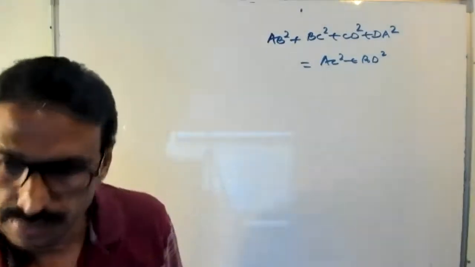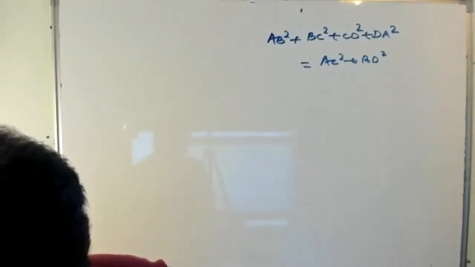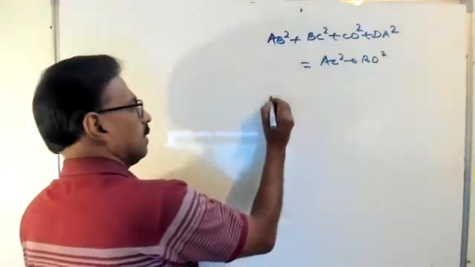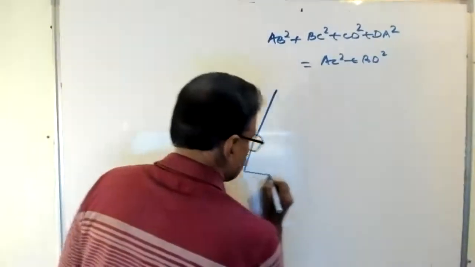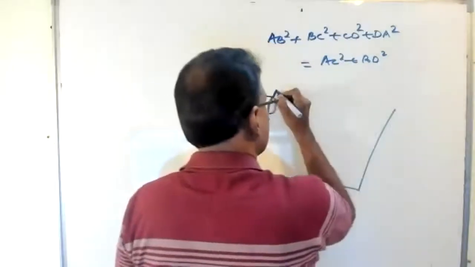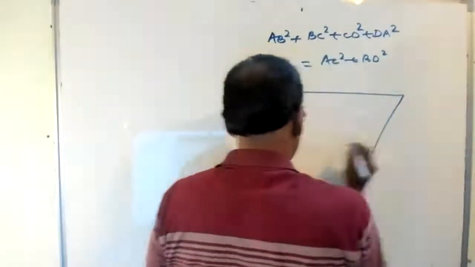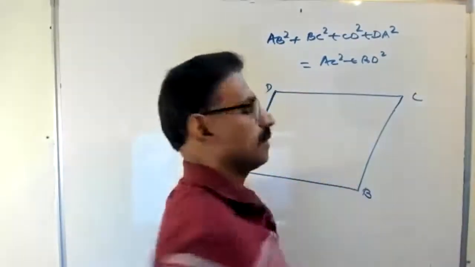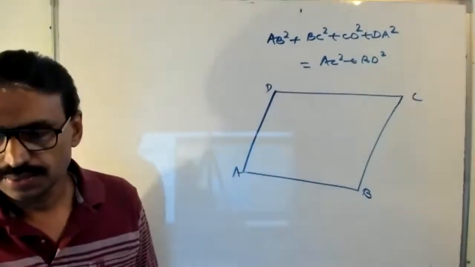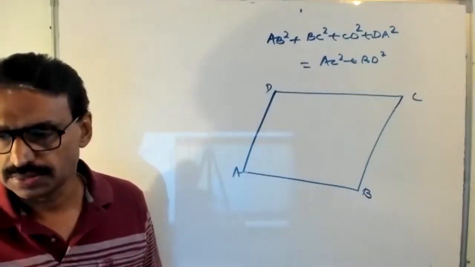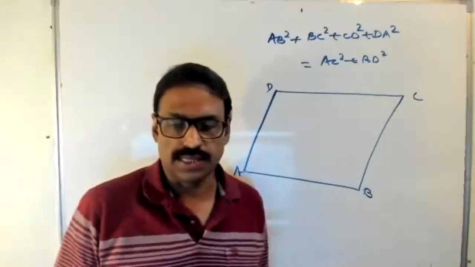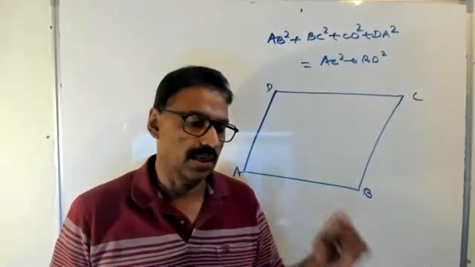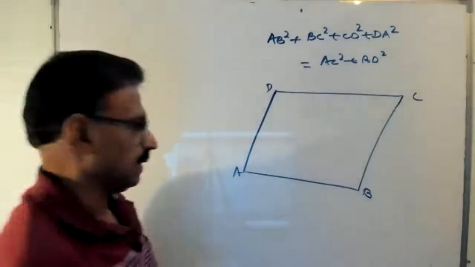Okay, look at here. ABCD is a rhombus. Listen, ABCD is a rhombus. Then, in a rhombus, diagonals perpendicularly bisect each other.